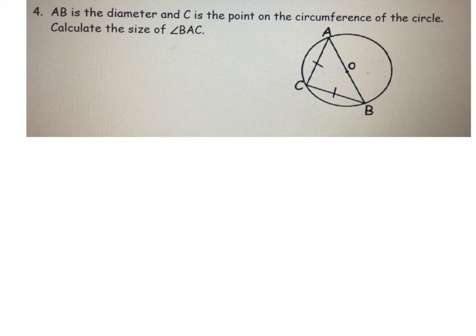So in this question we're told that AB, this line here, is the diameter, and C the point on the circumference of the circle. These lines mean that that side and that side are the same length. So for this triangle, we have a diameter that's making the triangle. So this bit here is a right angle, but we're also told that that side and that side are the same length. So this also makes this an isosceles triangle. So that angle is equal to that angle.